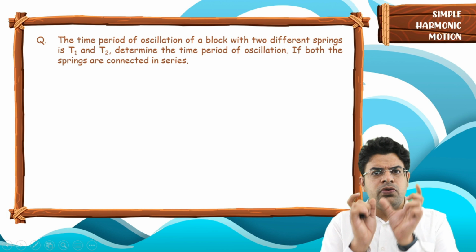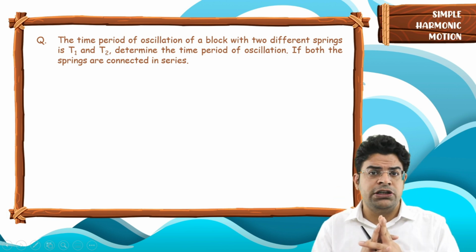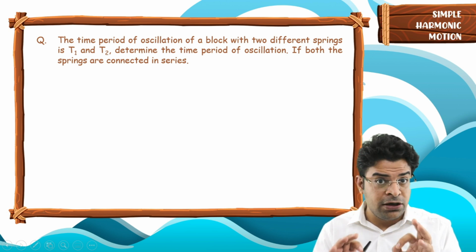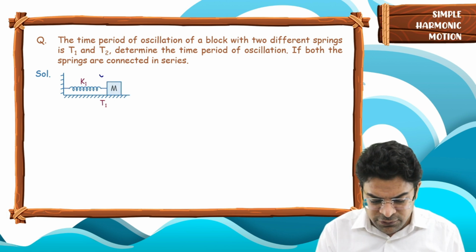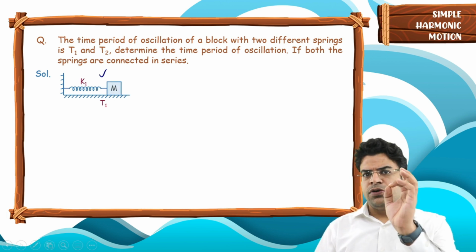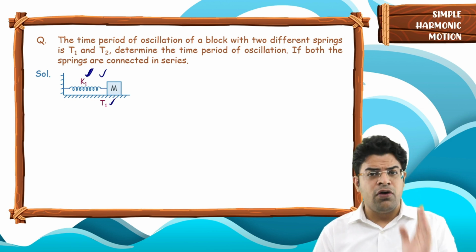So if you connect both the springs in series and then place the same block, then what will be the time period of oscillation? These types of questions are standard questions and you should know how to solve them. They are easy. So visualize the first case. When the block is connected to the first spring, let's say the first spring has a spring constant K1 and the time period of oscillation is T1.